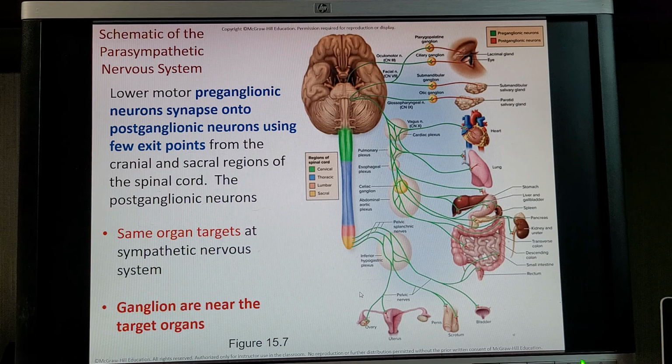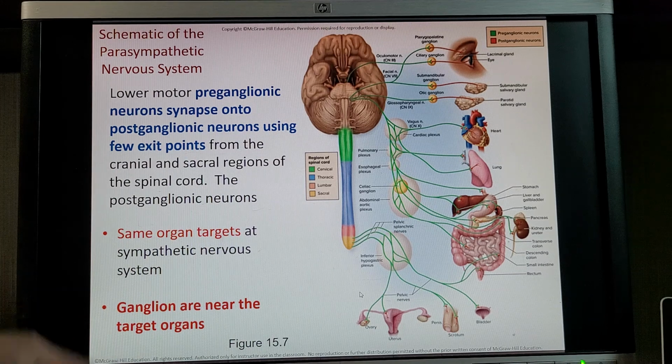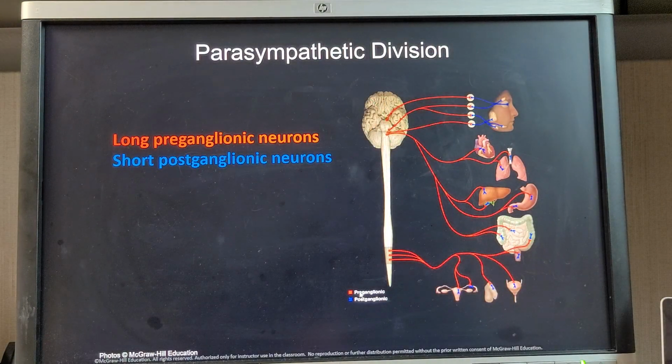So here, we have our long preganglionic neurons and short postganglionic neurons. Why? Because the ganglia are near the target organs. So again, my pretty pictures that I really like. Long preganglionic, short postganglionic. These are super short because most likely the ganglia are actually inside the actual organ.